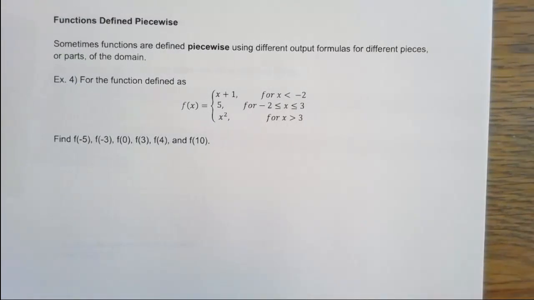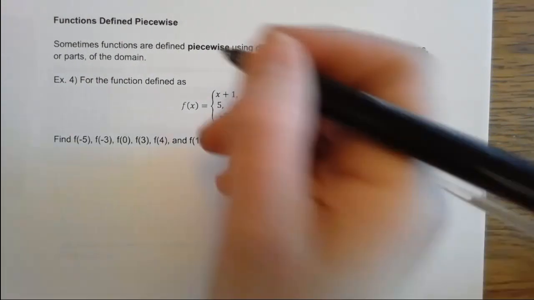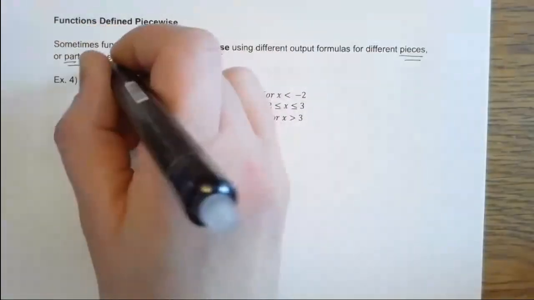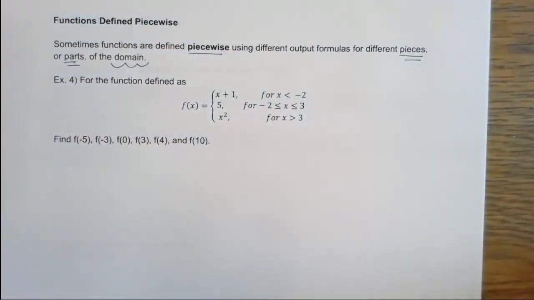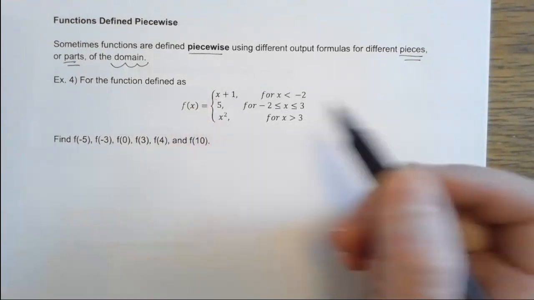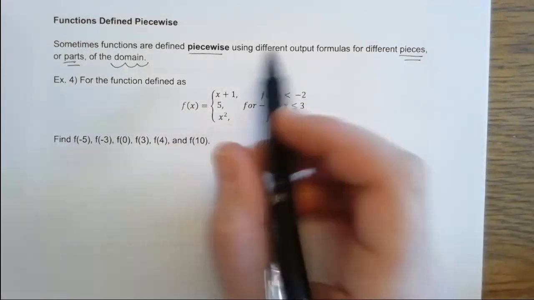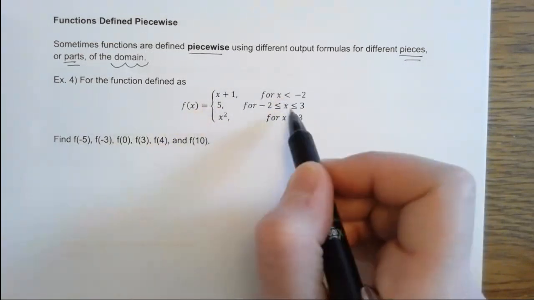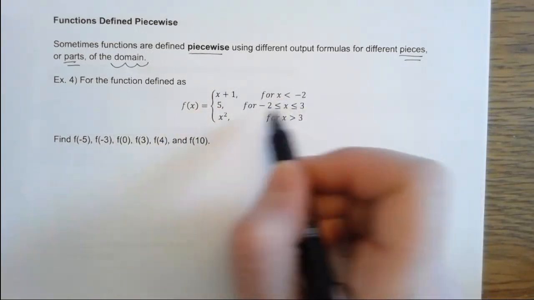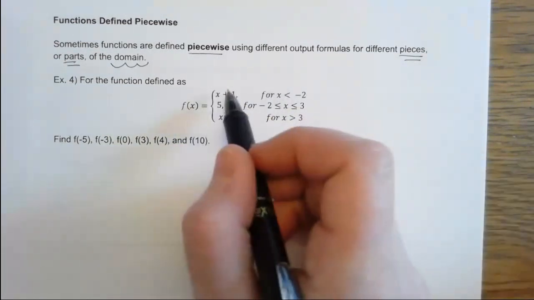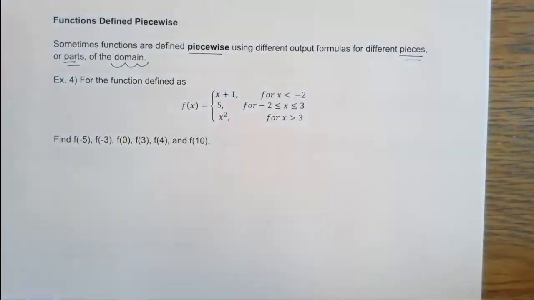All right, I want to look at piecewise functions next. Piecewise function just means that a function is defined basically in pieces or parts for different parts of the domain. So here's an example. You can see there's 3 different parts, and each one is relative for a different part of the domain. So the first one is used when x is less than -2. The second one is used when x is between -2 and 3. And then the third one is used when x is greater than 3. It's still one function, but again, it's called piecewise because it has different parts to it.